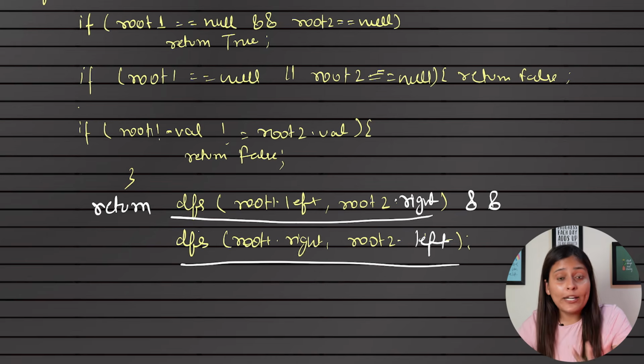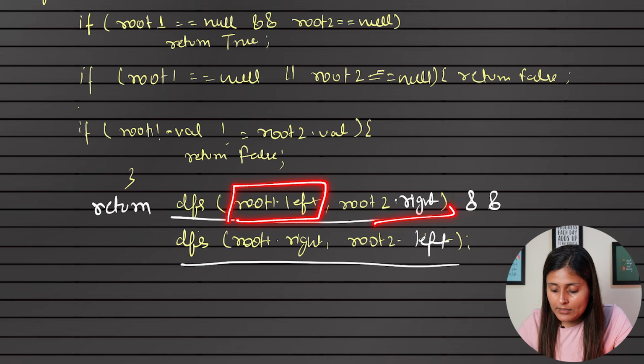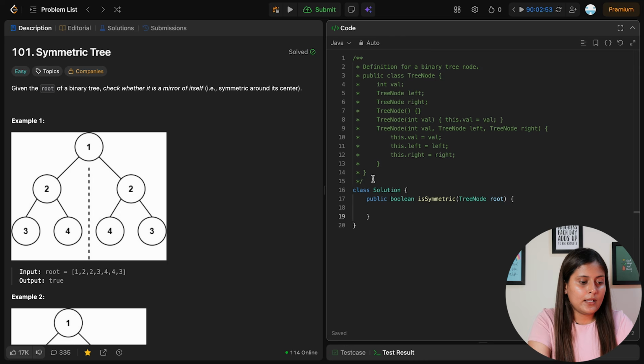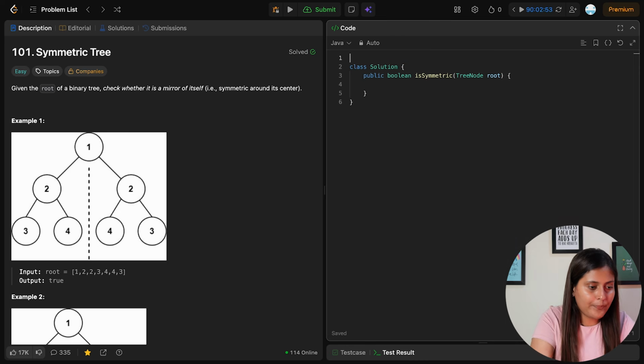Okay. So the only lines of code which we have to change are this part and this part. That's it. Means we have to swap it. Okay. So can we write the code? So let's write the code.